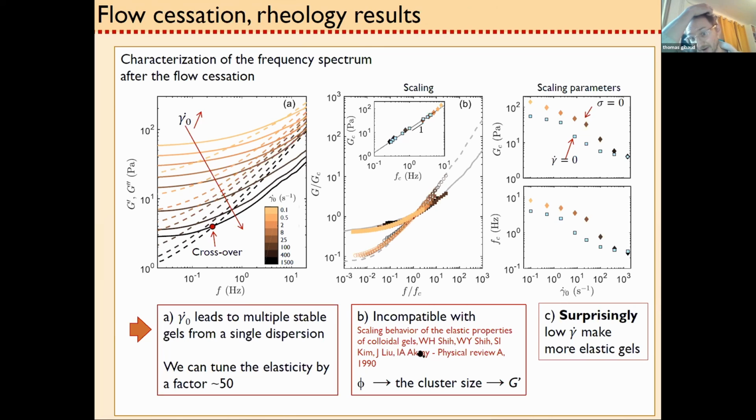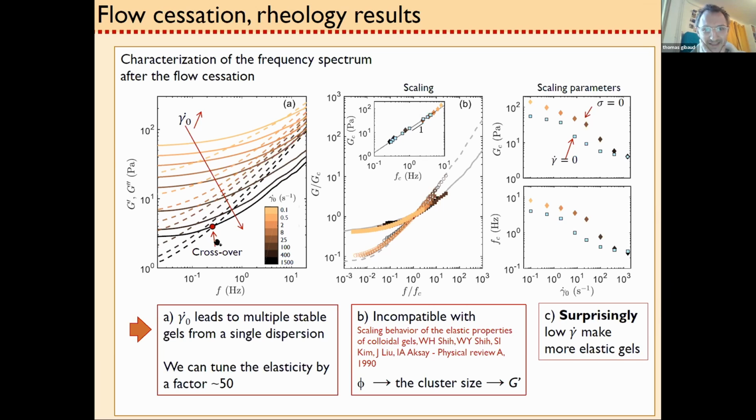Xi's work is a very important theoretical paper that tells you that if you know the volume fraction, it sets the cluster size, and it sets E prime. It's one of those papers that shows a relation between rheology and structure. But that doesn't work for us because phi is set. So we're not touching phi. And according to this paper, if we have phi, we have just one G prime, and that's not our case.